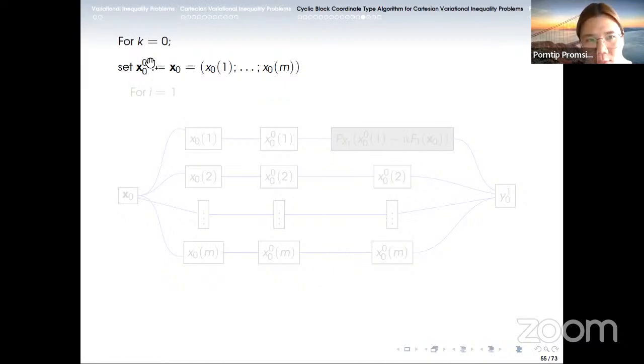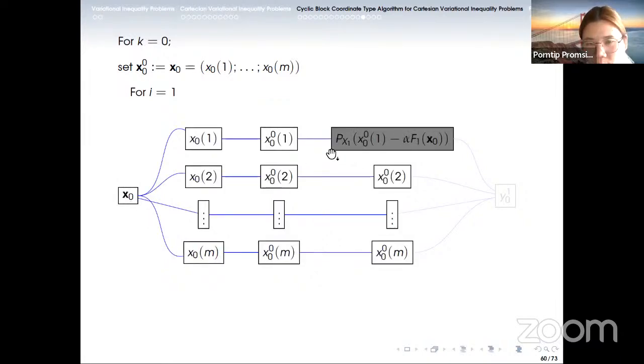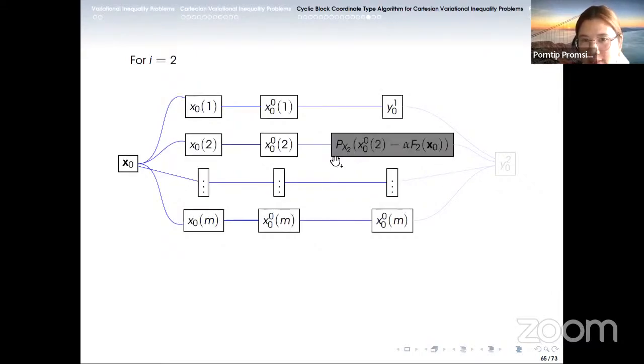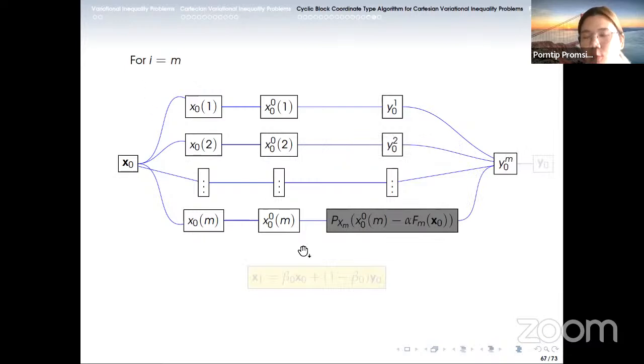Now we set x0,0 as the initial point. For i equal to 1, we update only block 1 by projection onto the set X1, and then we obtain y0,1. Then for i equal to 2, we update only block 2 by projection onto the set X2, and then we obtain y0,2. We continue for all blocks until i equal to m, and then we obtain y0,m.